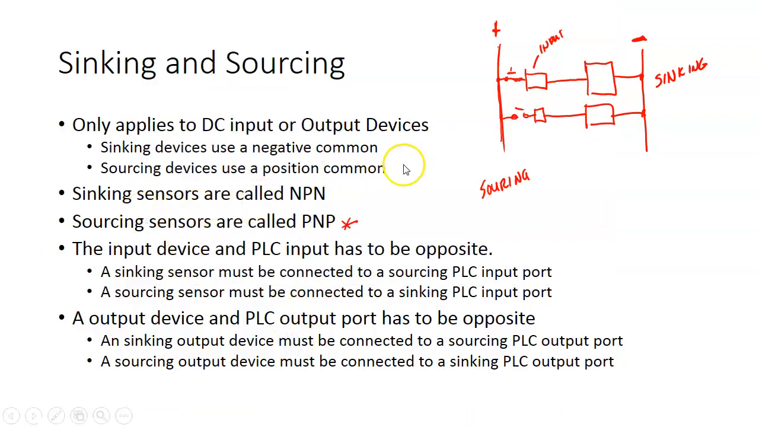So sinking sensors are called NPN sensors, and sourcing sensors are called PNP. The input device and the PLC input have to be opposite. So sourcing sensors have to connect to a sinking input, and vice versa. Everybody okay? An output device and the PLC output ports have to be opposite. So if I'm running a sourcing output, then all my output devices have to use a negative common. That's really important when you wire up these PLCs.